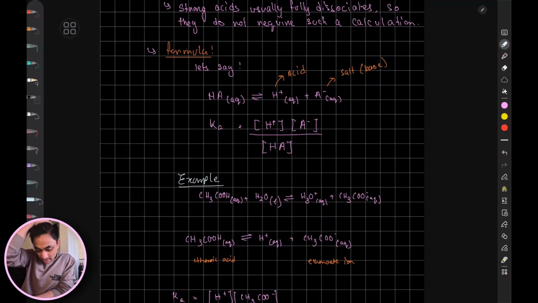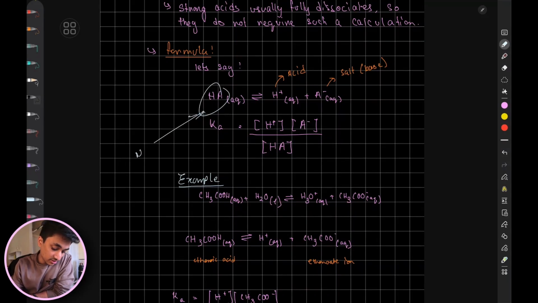Now, in this case, A is, by the way, the salt part. A can be anything, depending on what acid you're working with, whatever weak acid you're working with. This is the weak acid. Now Ka, the dissociation constant, is equal to your products' concentration: the H plus concentration and your salt concentration, divided by your weak acid concentration in the reactant.